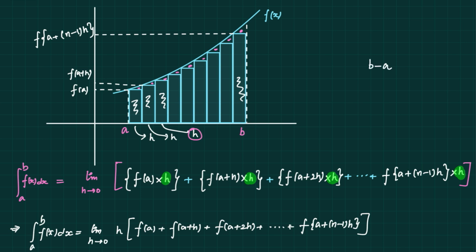And again, if you see all these rectangles, I have considered the breadth as h. So there are n number of rectangles. So the total length from A to B should be n into h, because there are n number of h. So that's why this n number of h, that is the length from A to B, should be equal to B minus A. This we have to remember, that n into h equals B minus A.